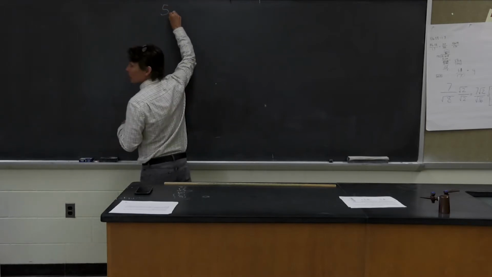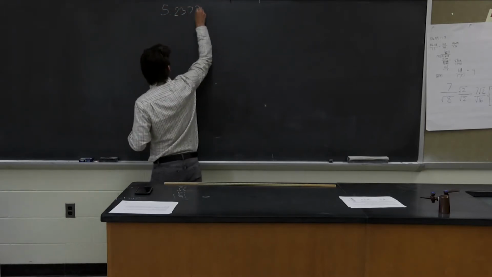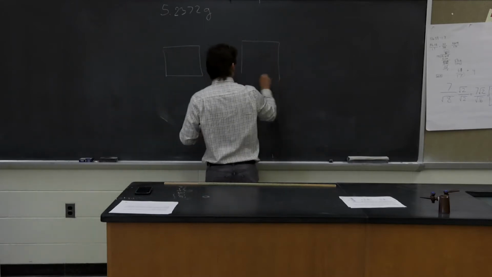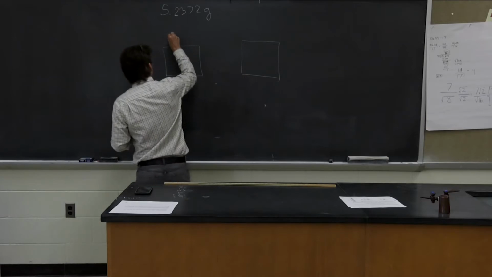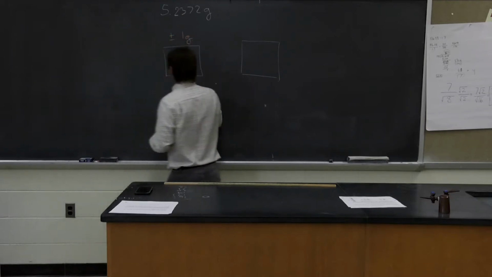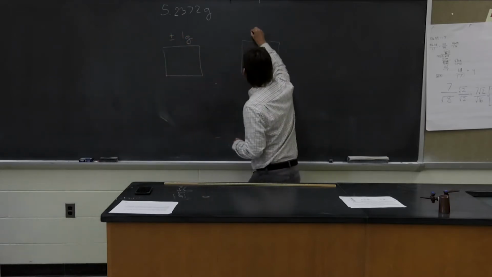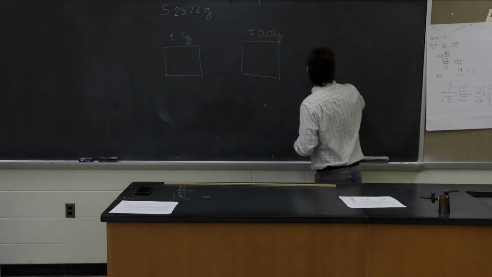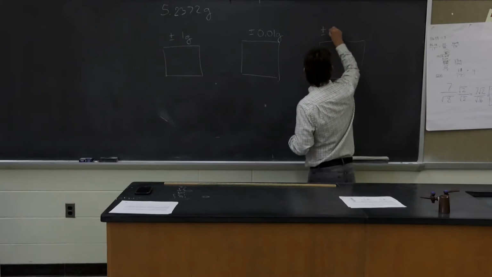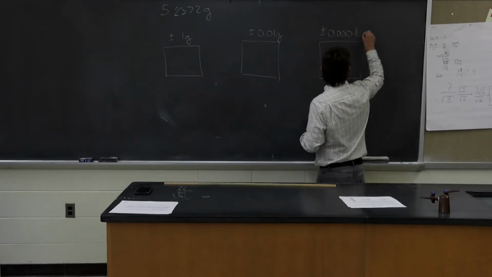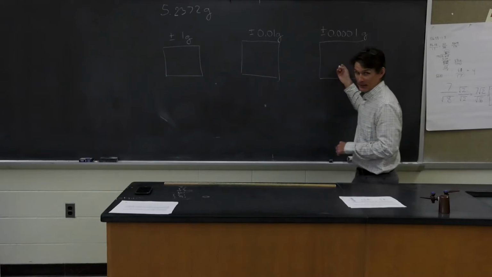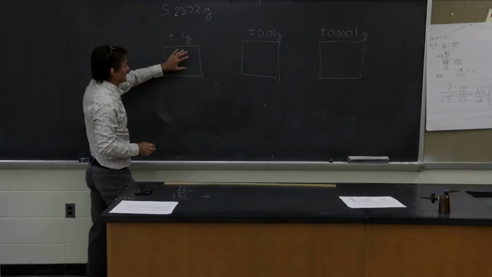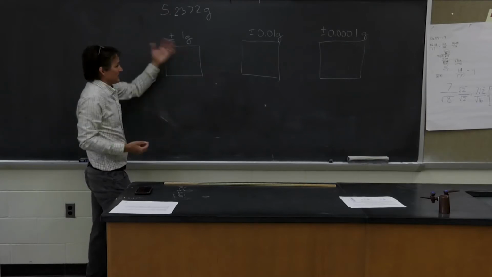So let's imagine we have our object again. That's 5.2372 grams. And I'm going to measure it on my three different balances. Remember, my first balance is able to measure plus or minus 1 gram. That's as good as it gets. This can measure all the way down to the nearest hundredth of a gram. And the third balance can measure all the way to the nearest 10,000th of a gram. Very precise balance.